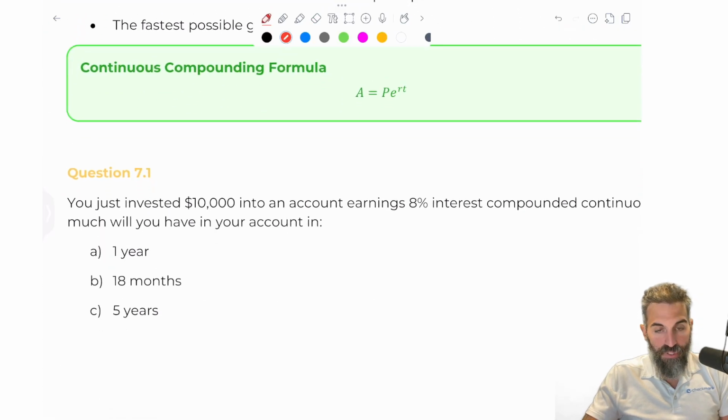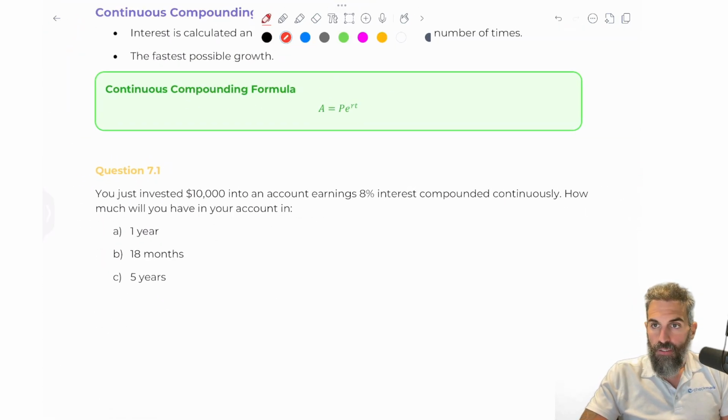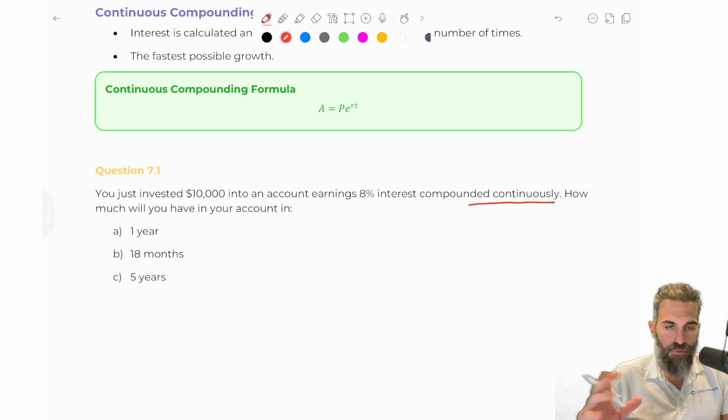So let's go through 3 exercises on this. You just invested $10,000 into an account earning 8% interest compounded continuously. As soon as you see that, that's a keyword. Your mind goes straight to this formula. How much will you have in your account in 1 year, 18 months, and 5 years? So let's go through this.